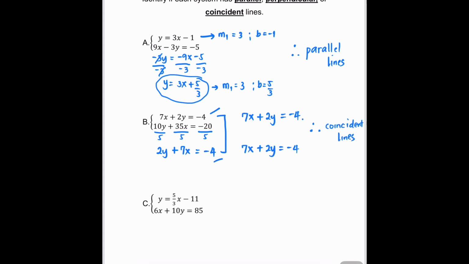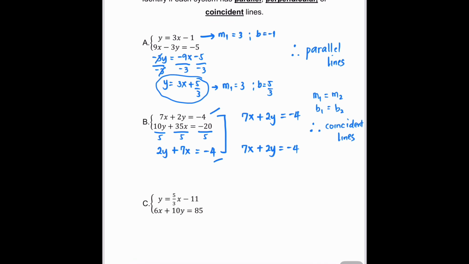So these two equations will give you the same slope, equal slope, and the same y-intercepts. So technically you're looking at the same lines. If these two equations are graphed on the Cartesian plane, it will give you the same line. That's why they are coincident. So line 1 will be at the same location as line 2.